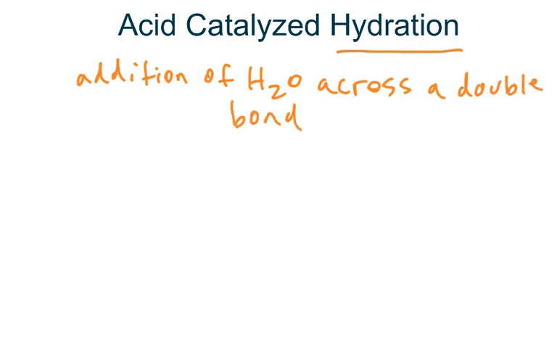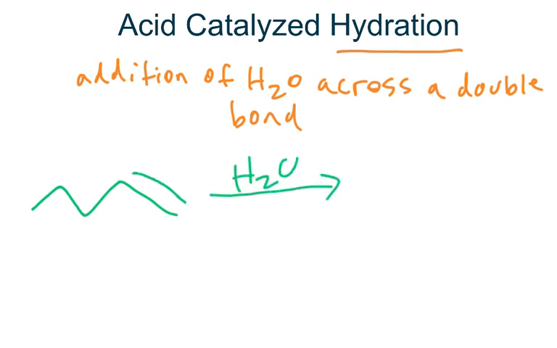Okay, so basically if we just jump right in and go to a simple example, we see a double bond here, and if we react this with water, we can't just react it with water, we actually need a catalyst, and in this case the catalyst is going to be the acid. That's why it's called acid catalyzed hydration.